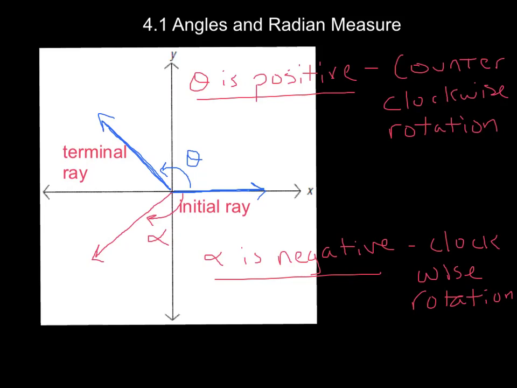When we are moving in this counterclockwise rotation here around this direction, we say that theta is a positive measurement when we rotate counterclockwise. And when that angle is rotating through here in a clockwise rotation, we say that that angle is negative. So we have the angle alpha being a negative angle because it's rotating in a clockwise rotation.